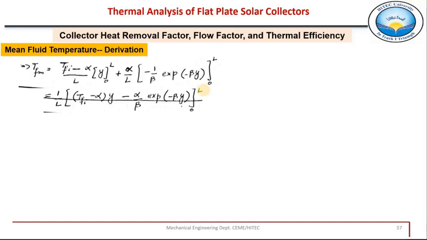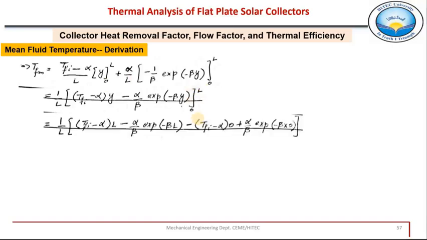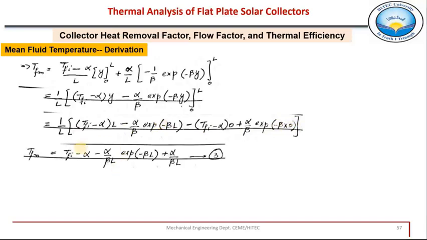Next what we will do, we shall apply the limits L and 0. So first we shall apply the limit of L. So y is replaced with L, and here again y is replaced with L, and minus, now we shall use this 0. So this 0 is replaced with y, right? TFI minus alpha into 0, and here again it will be plus alpha over beta, exponent of minus beta into 0. So now limits are applied. So next we shall solve it further.